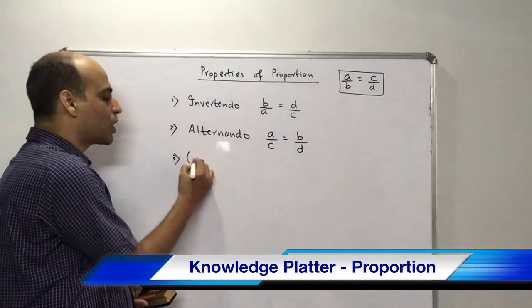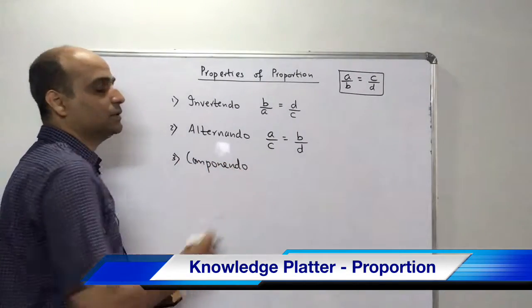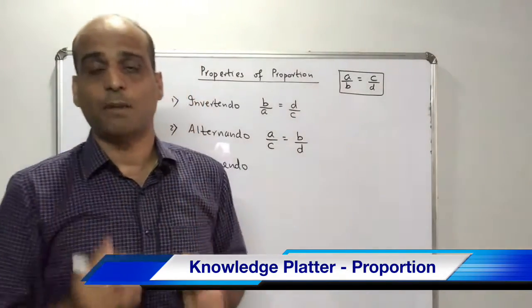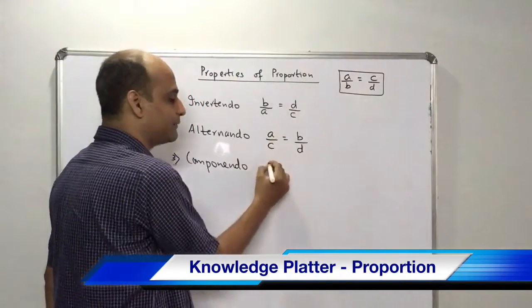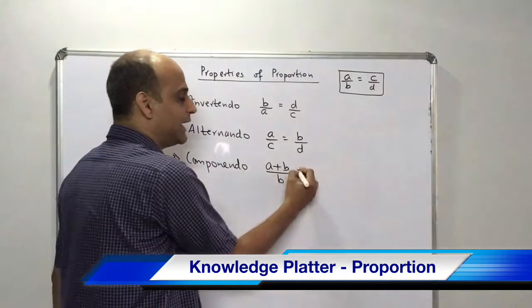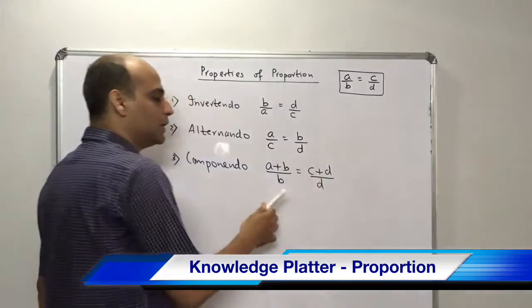Next is componendo. Now here what we do is, the property is numerator plus denominator upon denominator on both the sides. So here we have A plus B upon B on the left hand side and C plus D upon D on the right hand side.